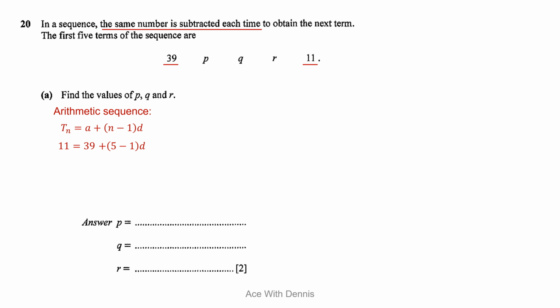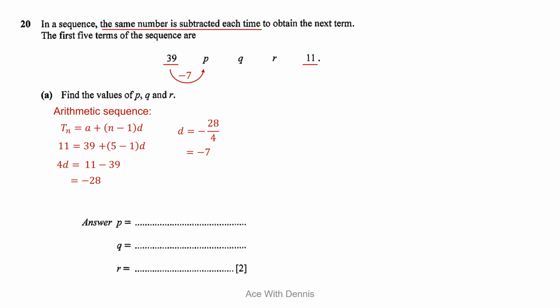Then we solve this equation to get the d value. We'll get 4d equals 11 minus 39, which will get negative 28. Then d will be negative 28 over 4, which is negative 7. So d is the common difference, which means that each term is subtracted by 7. So we start with 39 and subtract 7.